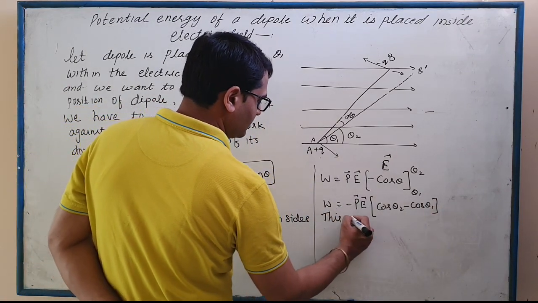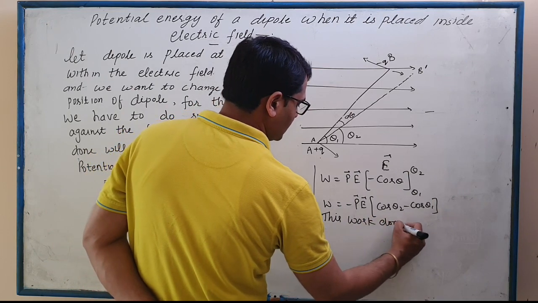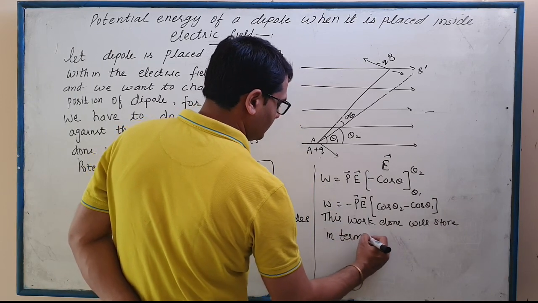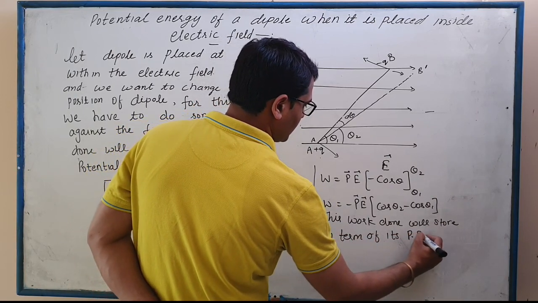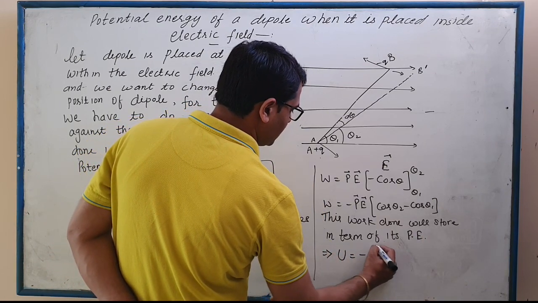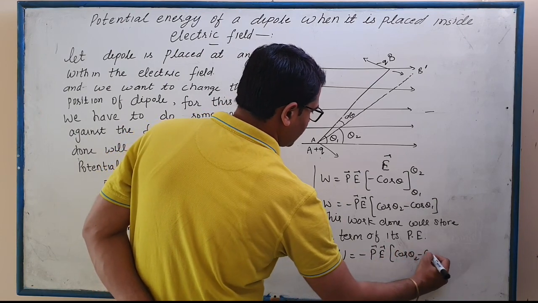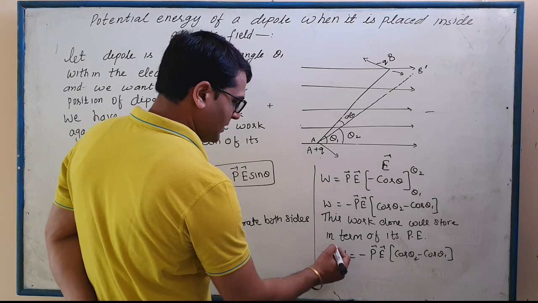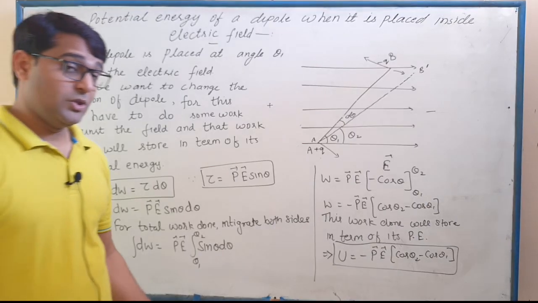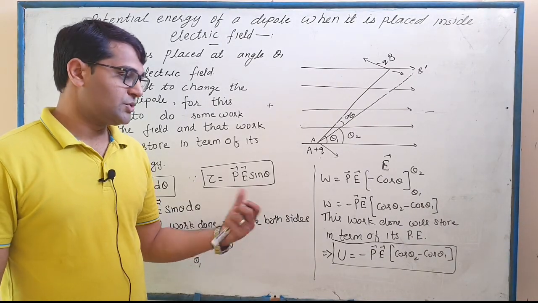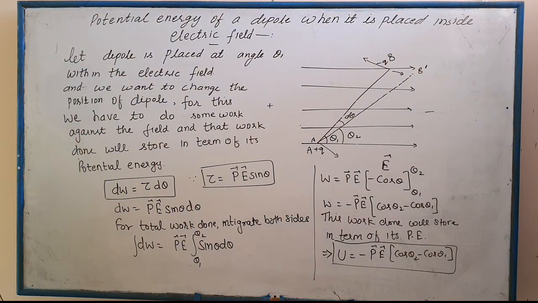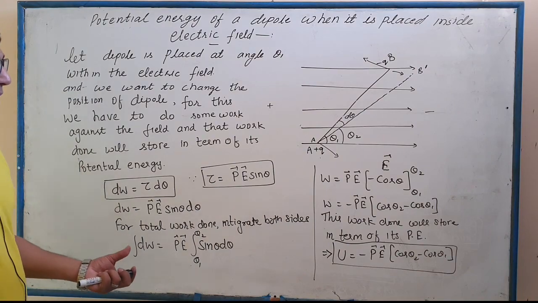This work done will be stored in terms of its potential energy, which implies that U is equal to minus PE into cos theta 2 minus cos theta 1. And there is one question, why is potential energy always negative? Because we have to do the work in the direction opposite to the field, that's why. So this was the potential energy of a dipole when it is placed in the uniform electric field.